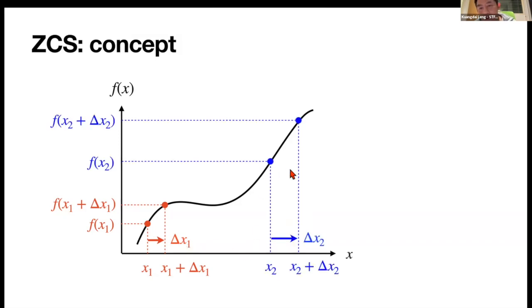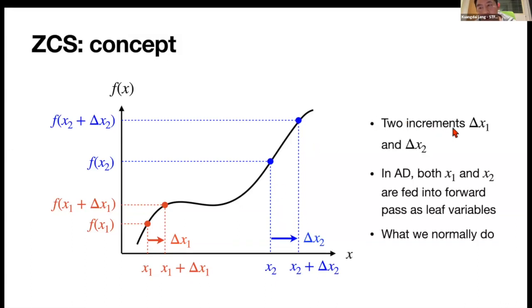On the other point, you can do the same, right? So why am I showing this? Because here we have two increments, x1 and x2, and this corresponds to the case where we send in both x1 and x2 as the leaf variables to the forward pass to construct the computational graph. This is what we normally do.